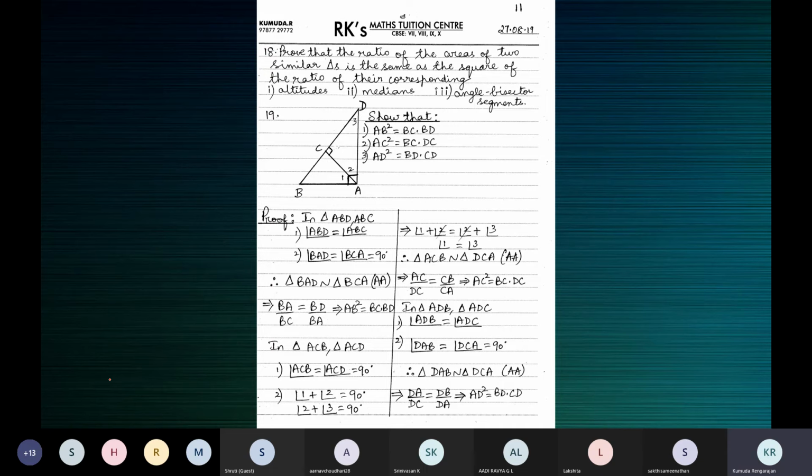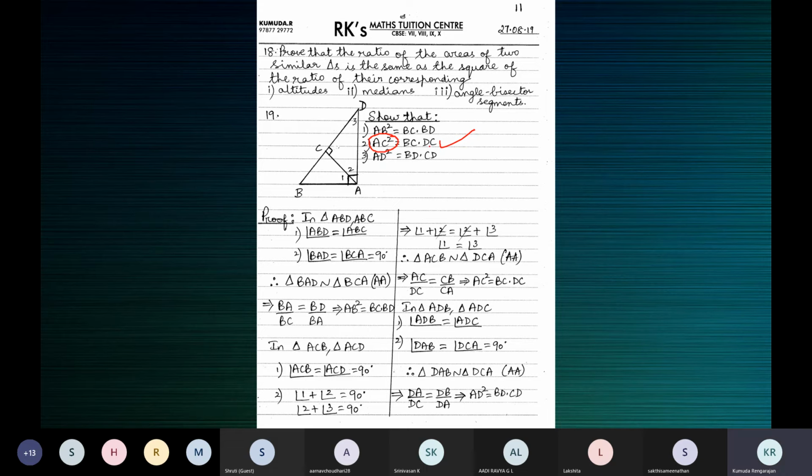So I'll tell you something like a hint for proving these results. You need to know which triangles to consider, supposing you have to prove this result alone, only this one. When you look at a result like AC square is equal to, that means you must take up two triangles which have AC as a side. Both the triangles you take up must have AC as a side.